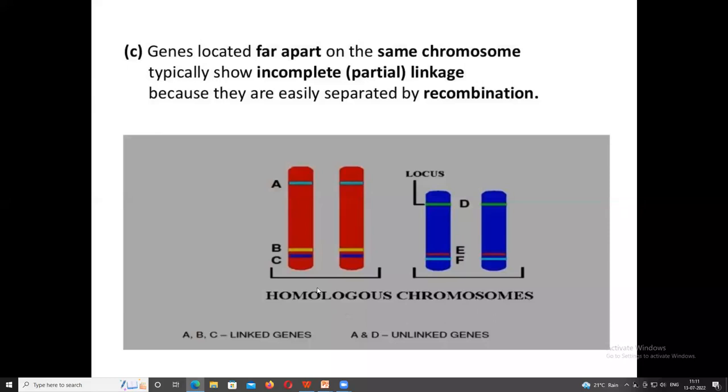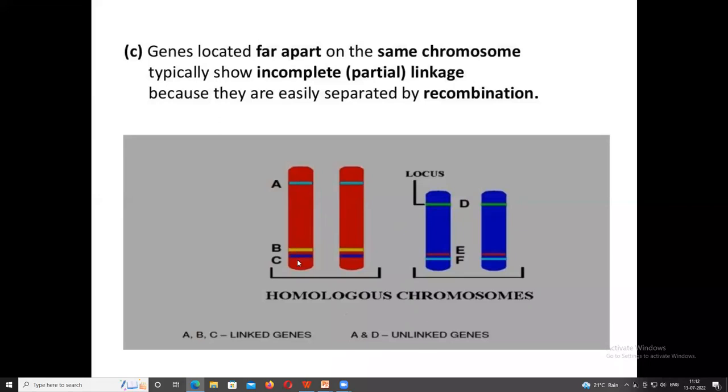And one more concept is that all the genes present on one chromosome are called a linkage group. Here we are calling A, B, C linked genes and A and D unlinked genes, as they are present on different chromosomes and will always go separately.